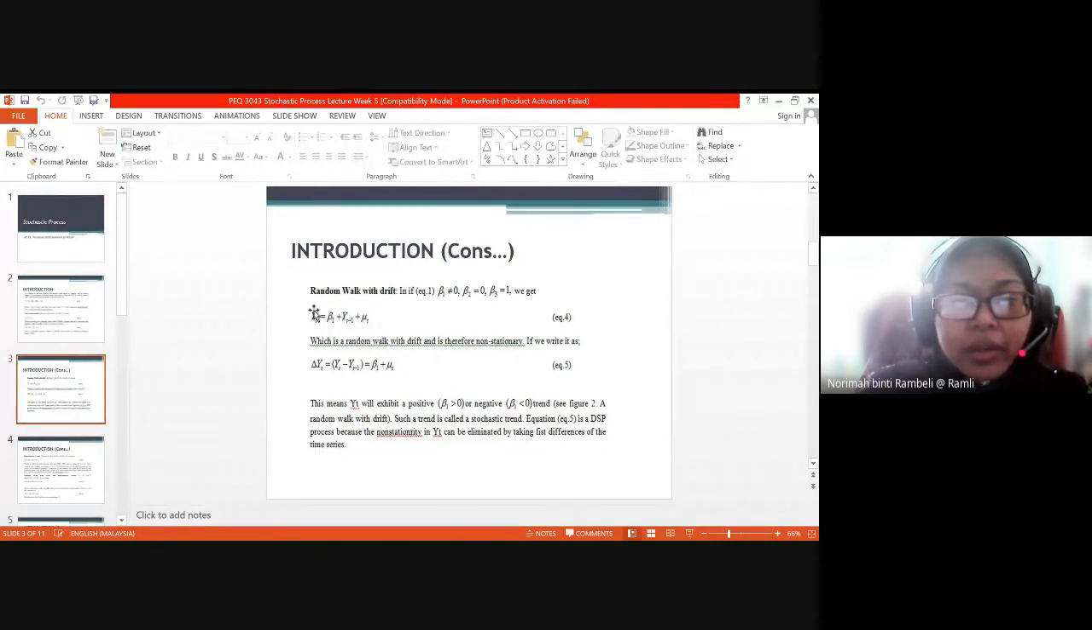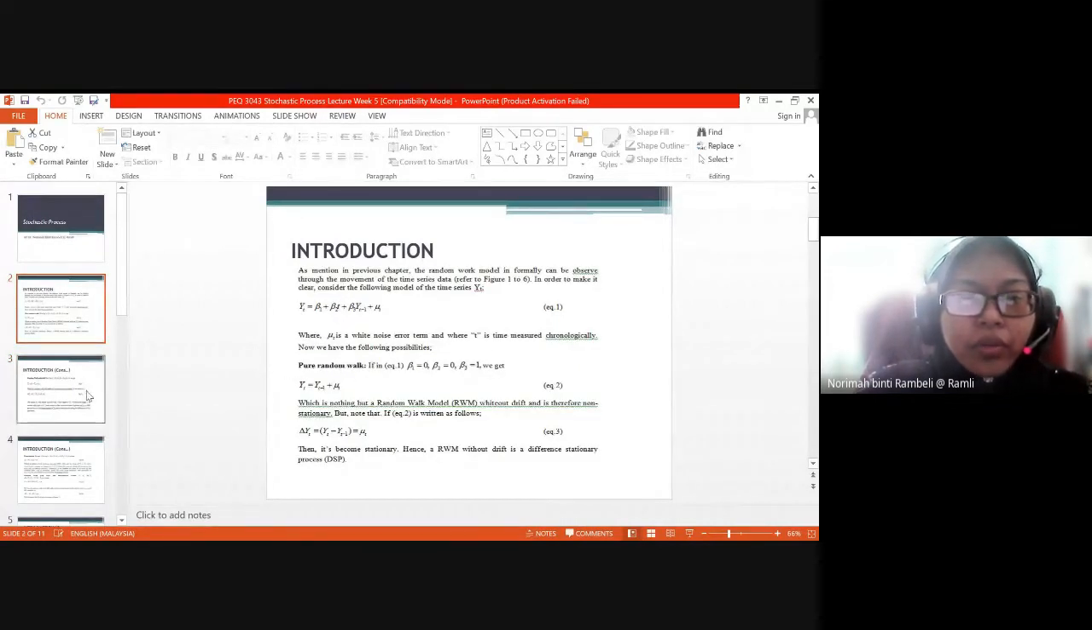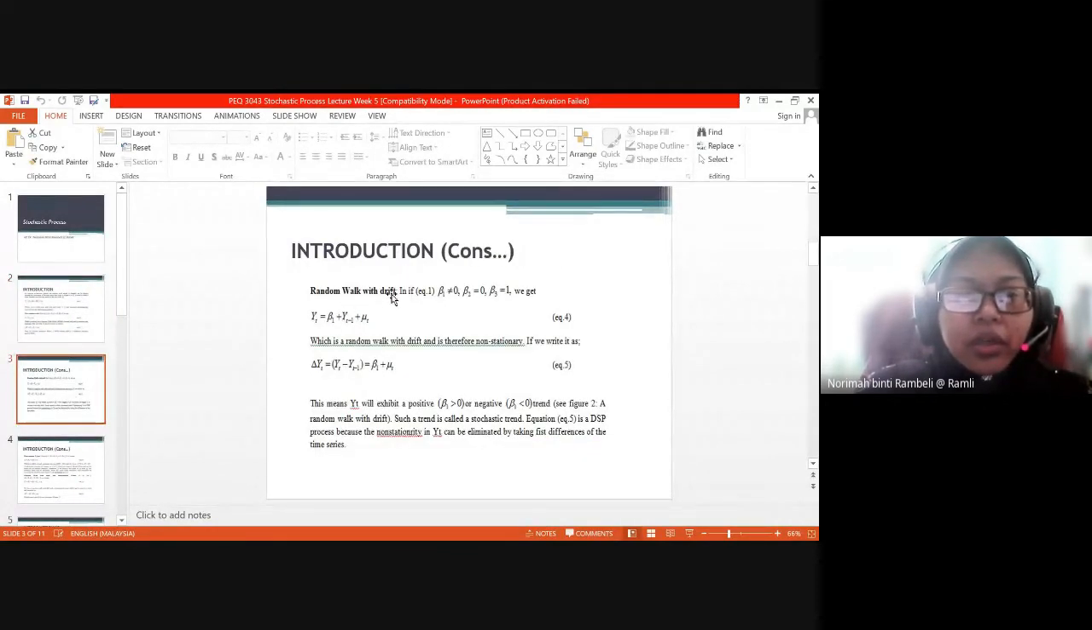Otherwise it is the same as the pure random walk. Okay, so the difference between the pure random walk and the random walk with drift is the existence of a constant or drift in the random walk with drift model. Faham ke tak? Okay. Please go through the model. Please read and try to understand.